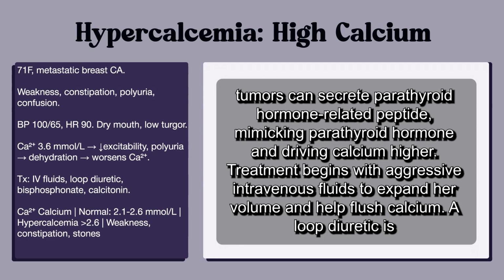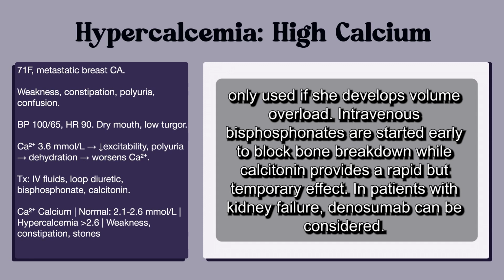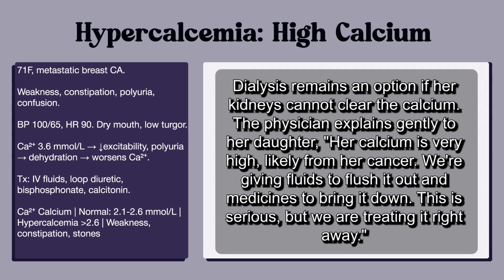Treatment begins with aggressive intravenous fluids to expand her volume and help flush calcium. A loop diuretic is only used if she develops volume overload. Intravenous bisphosphonates are started early to block bone breakdown, while calcitonin provides a rapid but temporary effect. In patients with kidney failure, denosumab can be considered. Dialysis remains an option if her kidneys cannot clear the calcium.